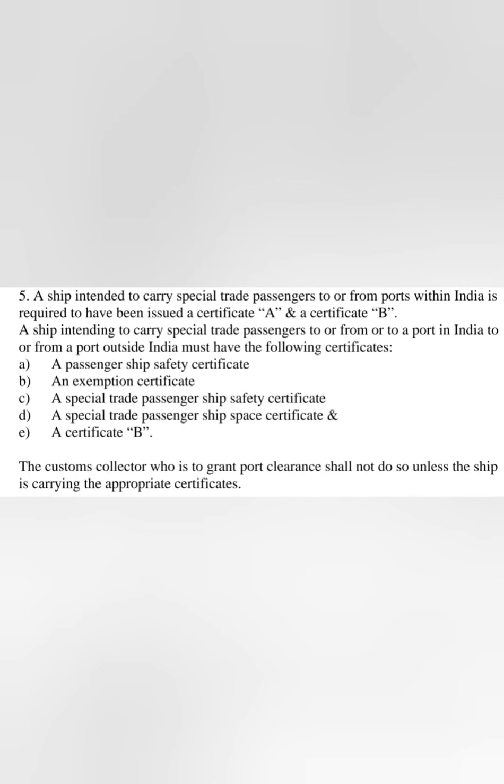A ship which is intending to carry special trade passengers to or from ports within India is required to have been issued a certificate A and a certificate B. A ship intending to carry special trade passengers to India from outside, or from India to outside, must have the following certificates: a passenger ship safety certificate, an exemption certificate, a special trade passenger ship safety certificate, a special trade passenger ship space certificate, and a certificate B. The customs collector who is to grant port clearance shall not do so unless the ship is carrying the appropriate certificates.